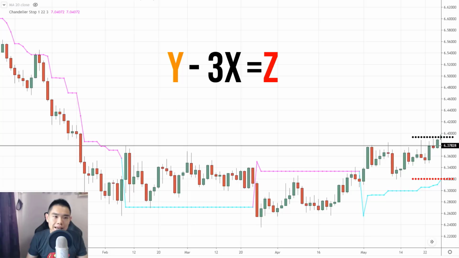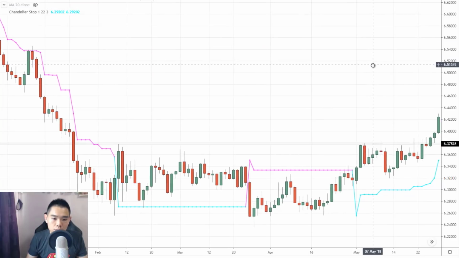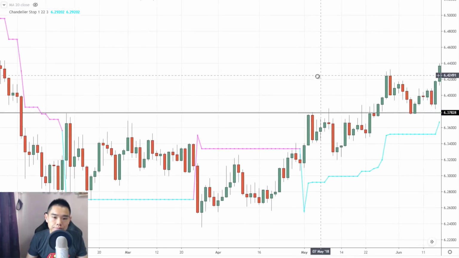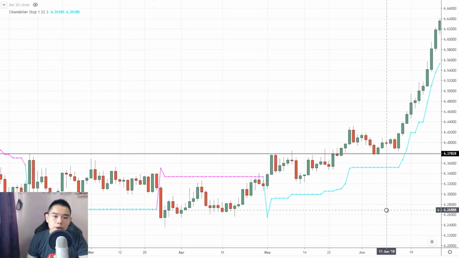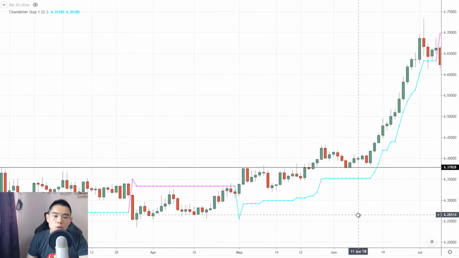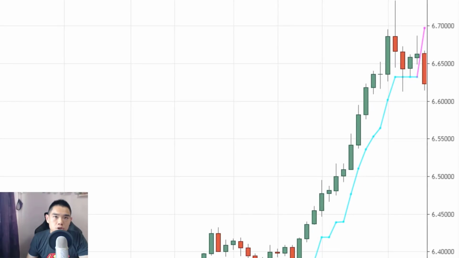So you can imagine that as the market price goes up, your blue line, your chandelier stop, will increase as well. As the market goes up higher, your blue line goes up as well. And you only exit the trade when the price closes below the chandelier stop, which happened over here. This candle closes below this blue line and you exit the trade.